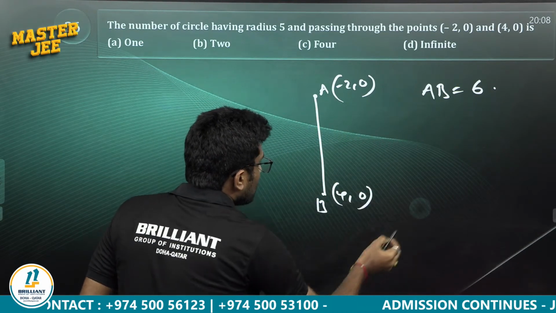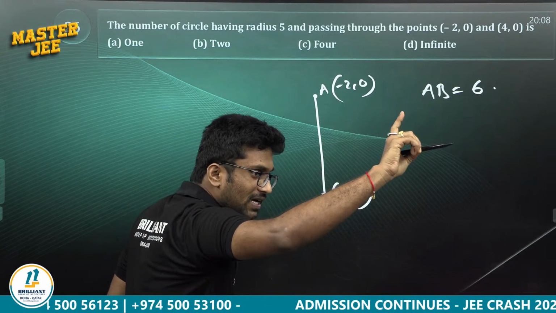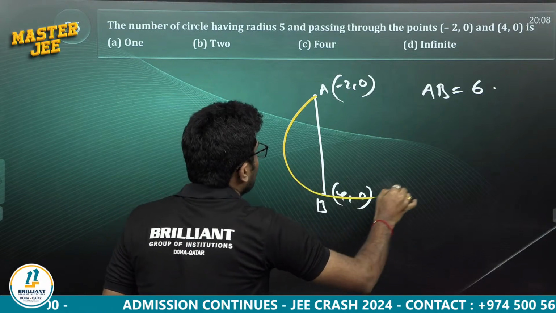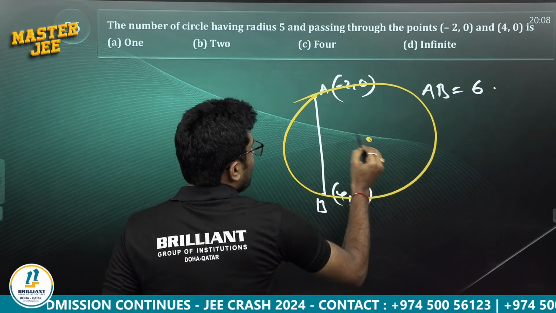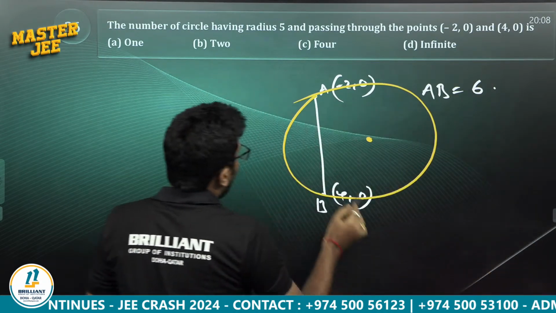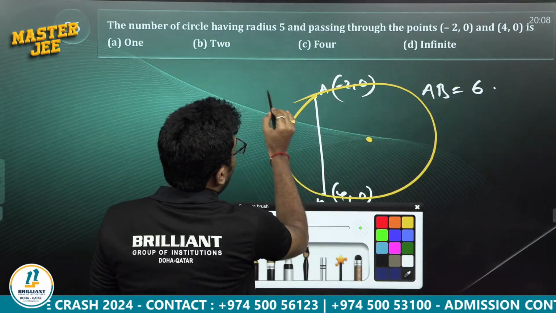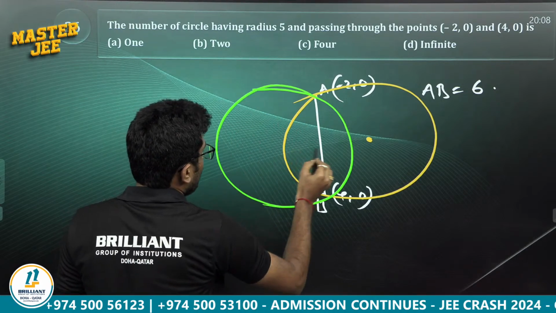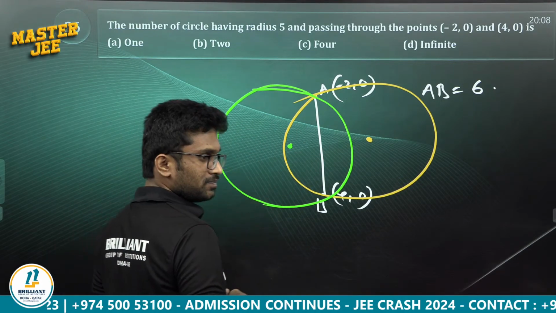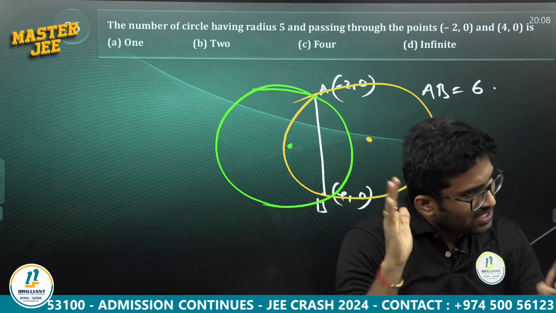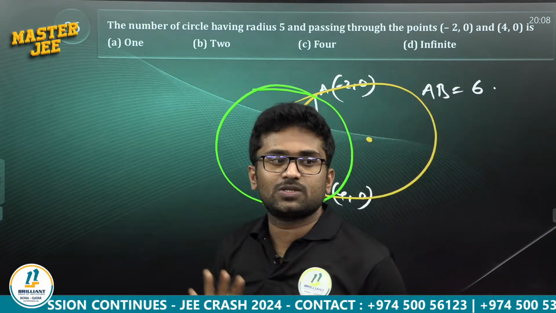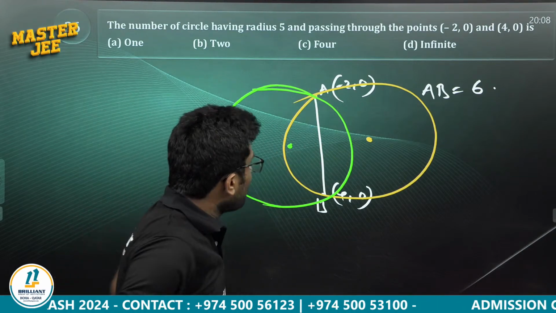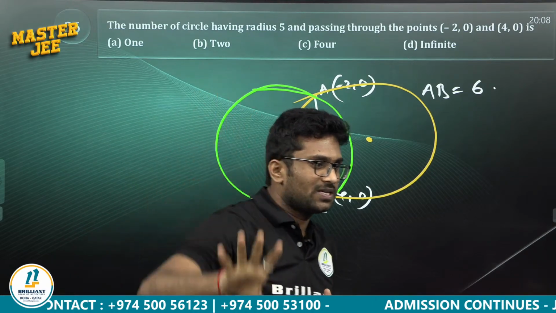The diameter is 10. That means since the diameter is more than the distance, one circle can be like this with the center to this side, or another circle can be in this way with the center to this side. So how many? Yes, exactly. Yes, Karthik, correct. 2 circles can be drawn through these 2 points having radius as 5 units, which means diameter 10.